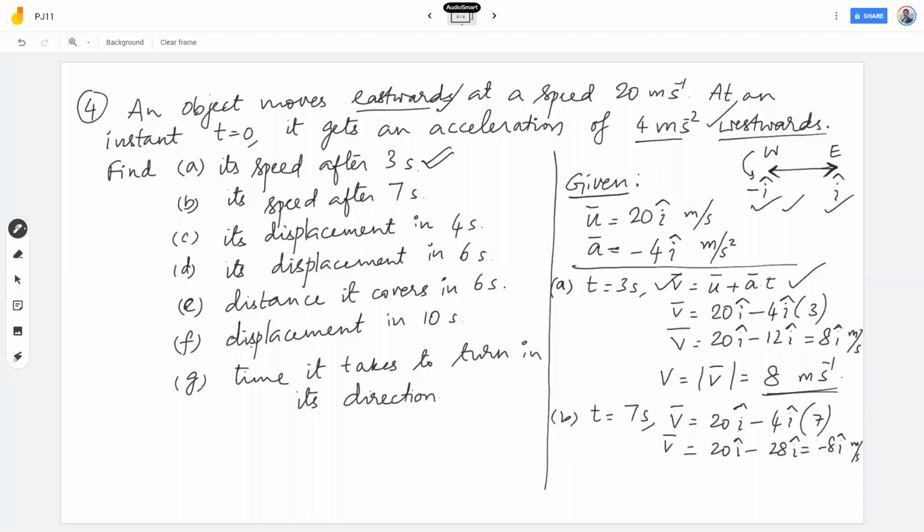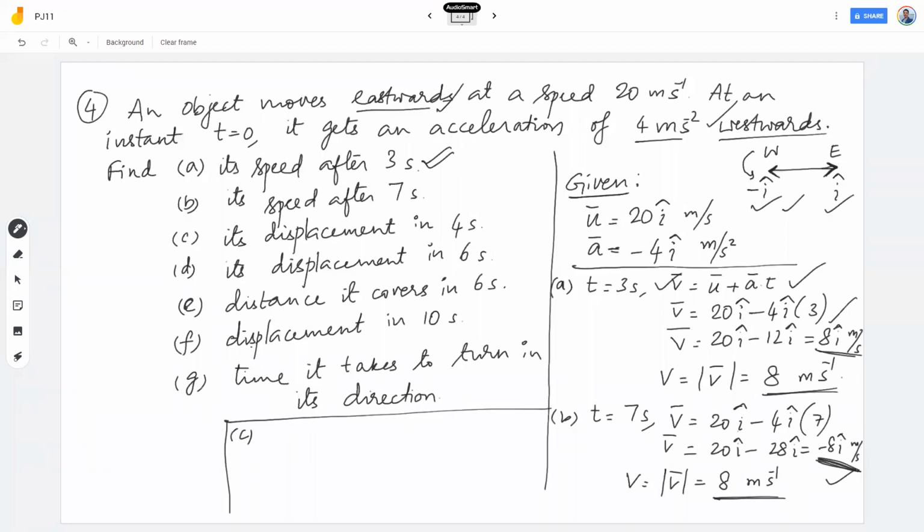What does it mean? Its speed after 7 seconds is again 8 meters per second only, not minus 8. For the second question also, the answer is 8 meters per second only, because you have been asked to find speed, not velocity. If you have been asked to find velocity, this would be the velocity: minus 8 I cap meter per second. Sir, how do I read this and how do I read this? I read this as 8 meter per second eastwards. I read this as 8 meter per second westwards. That's the only difference. Get it? Okay. So that is question B.